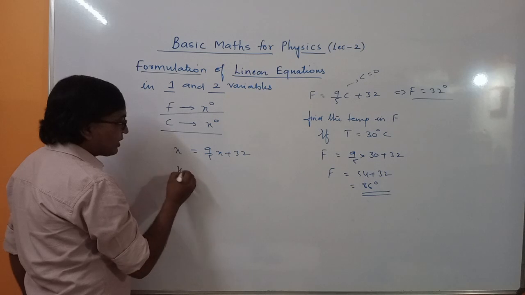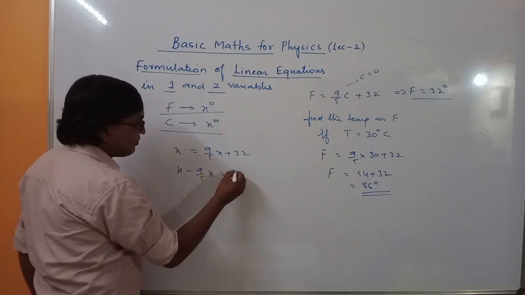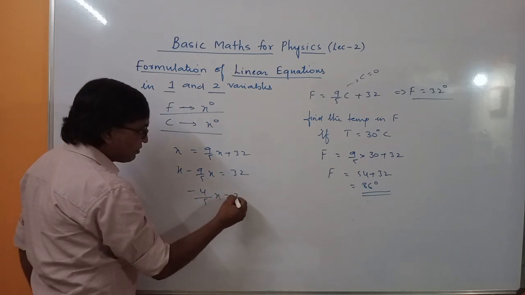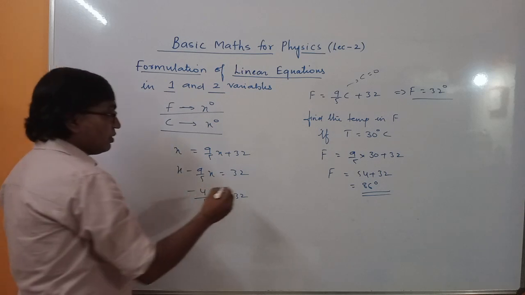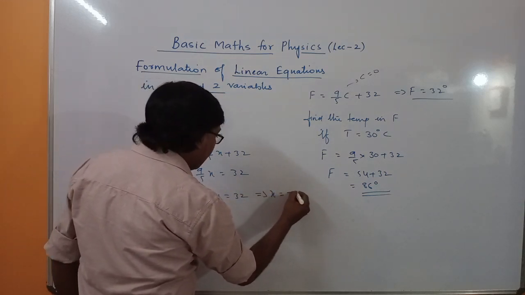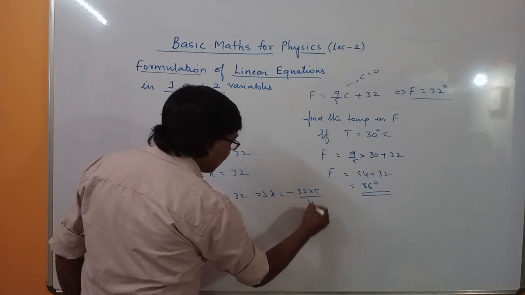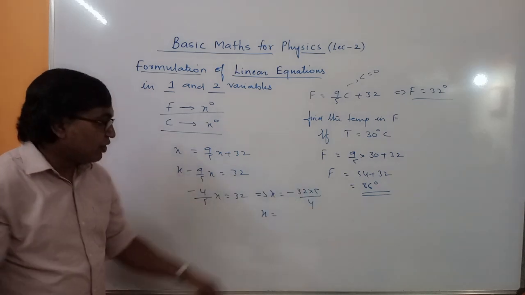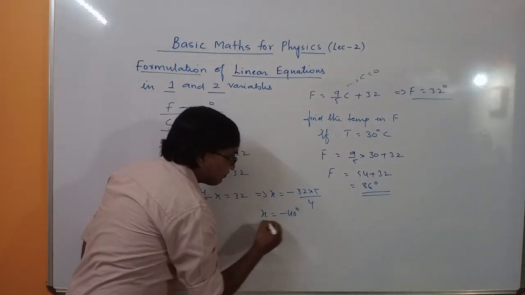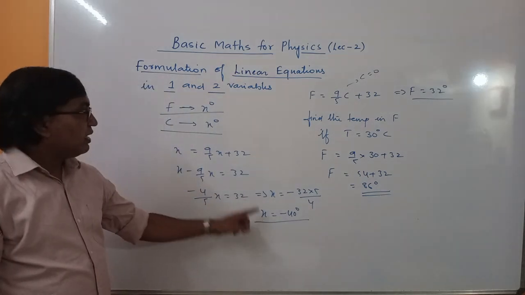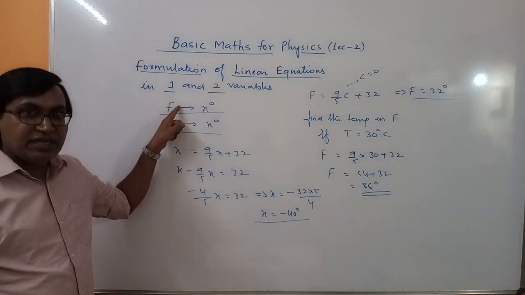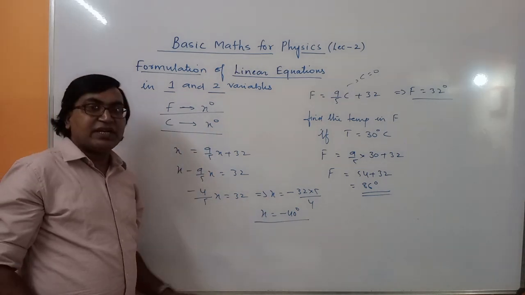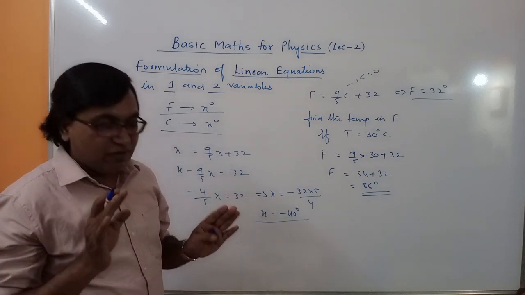So how much we'll get? x minus 9 by 5 x is equal to 32. So 5 minus 9 is minus 4 by 5 x is equal to 32. So this comes out to be x is equal to minus 32 into 5 by 4. So x is equal to how much? 4 8s are 32, 8 5s are 40. So minus 40 degree on Fahrenheit scale as well as minus 40 degree on Celsius scale. So on both these scales, this particular temperature will have the same numerical value.